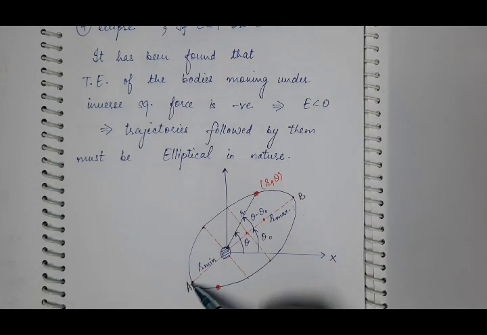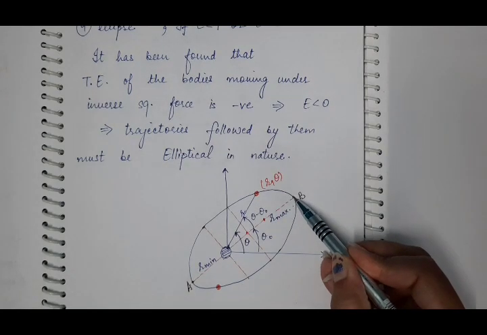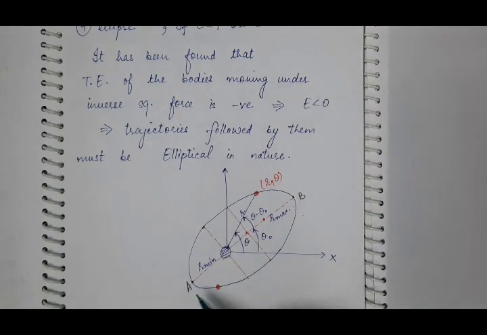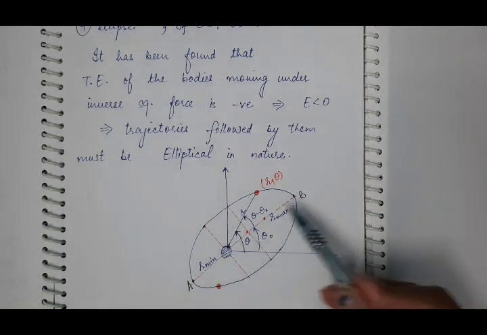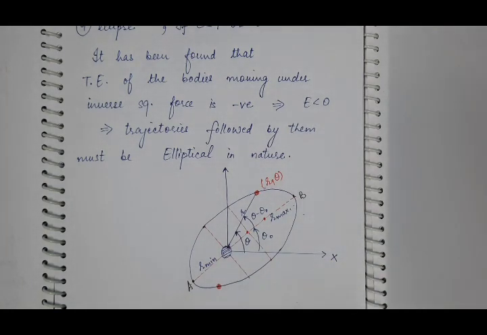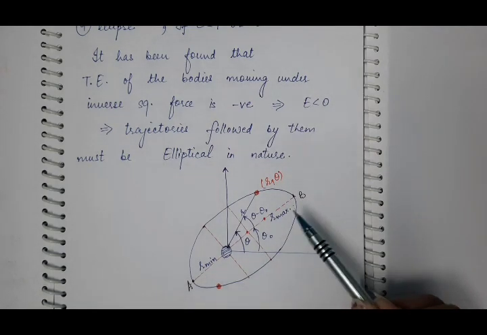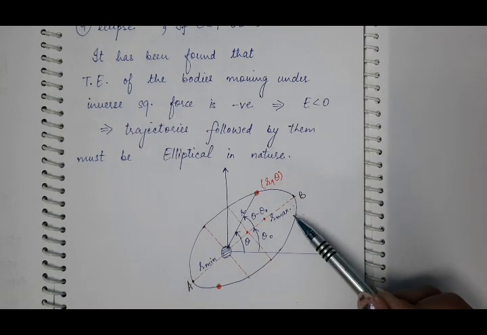And here A and B are turning points. Because of these two turning points, the motion of Earth is bounded, revolving motion. That's why A and B are turning points. At one point the distance of Earth from the sun will be minimum, and at that point velocity will be maximum, and here r is maximum from the sun, so velocity will be minimum.